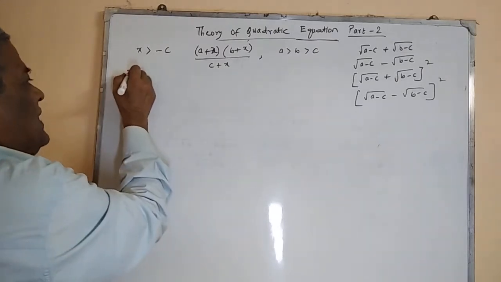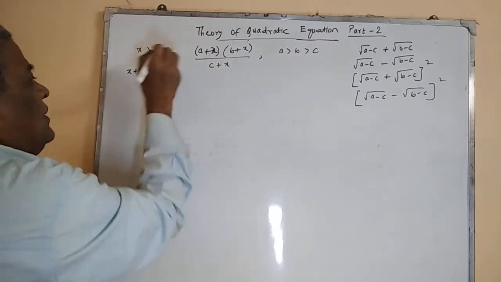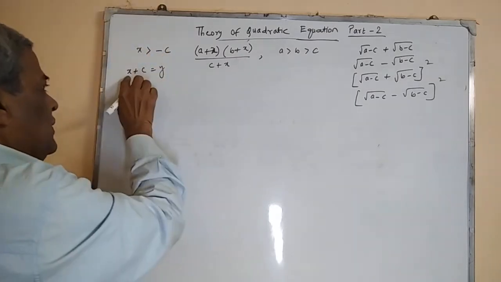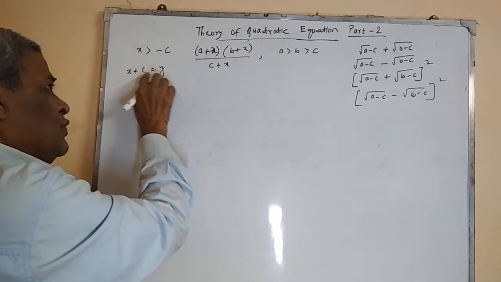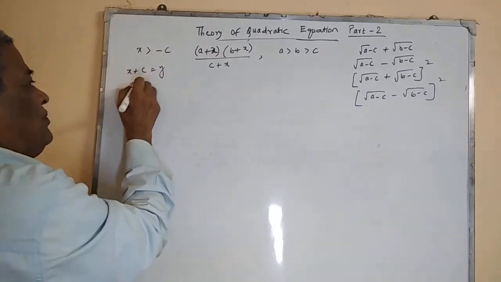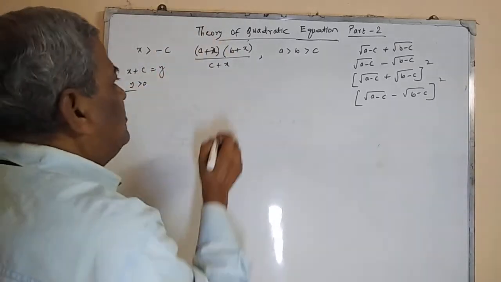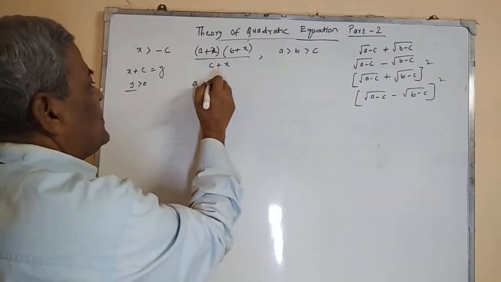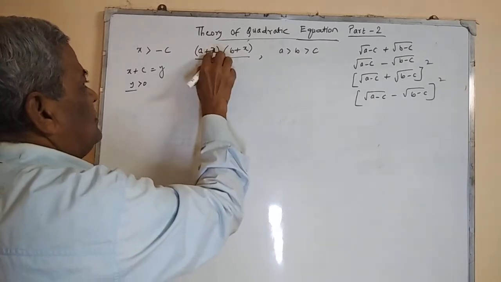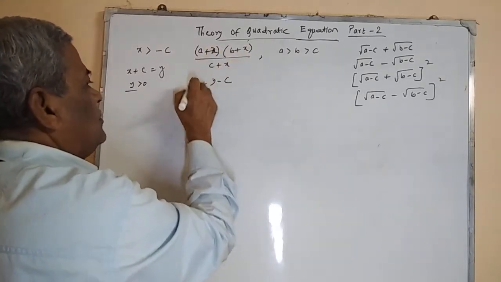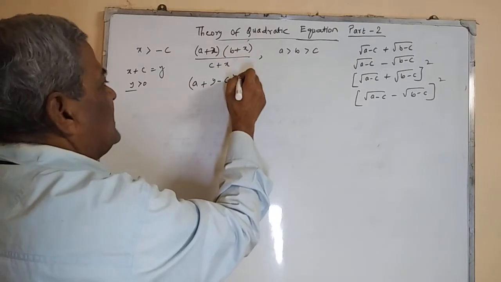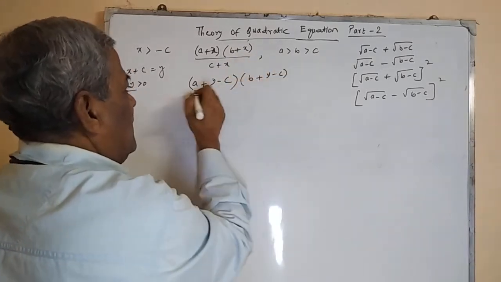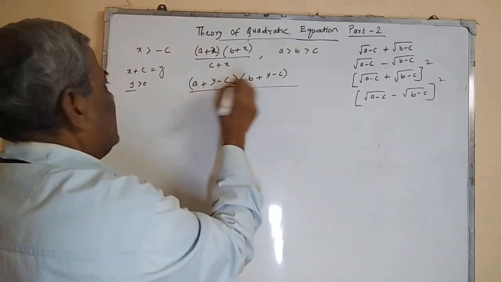Taking x plus c is equal to y, and because x is greater than minus c, x plus c is positive, so y is positive. So this becomes a plus x, x means y minus c, into b plus x. b plus x means y minus c, and c plus x means y.